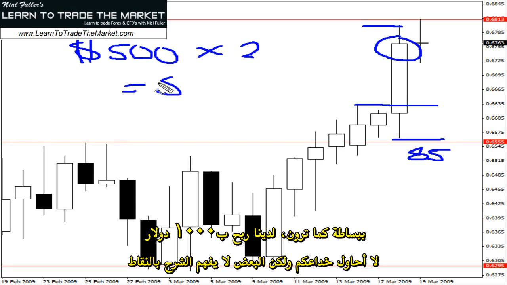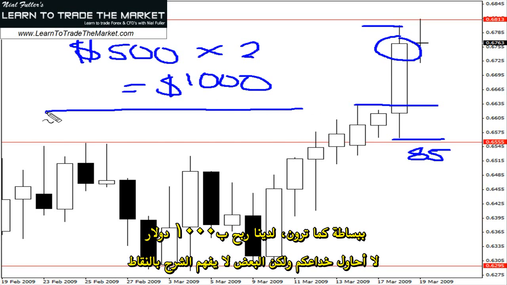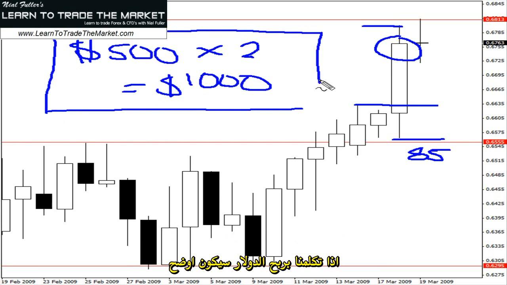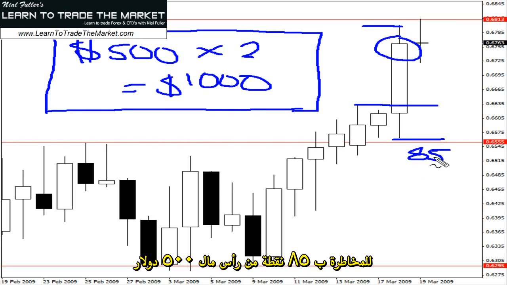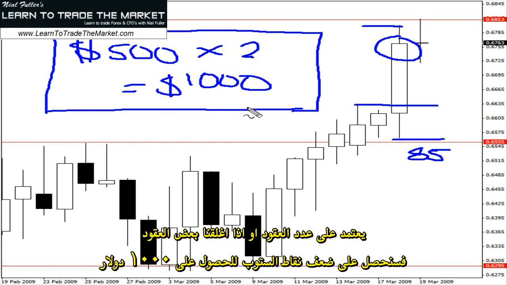That is $1,000 profit. And obviously, I'm not trying to insult anyone's intelligence there, but some people don't quite understand when we talk in terms of pips. If we talk in terms of dollars, it's a little bit clearer. So to risk 85 pips, we would have the equivalent of a $500 exposure, depending on how many contracts or what dollar denomination of currency we're trading. And if we make 2 times that stop loss or risk amount, we're making $1,000.